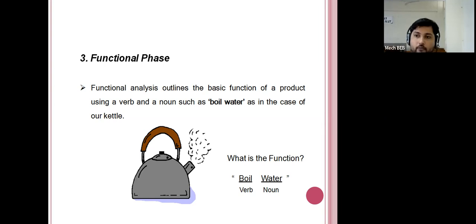So now I have given brushing. Okay, brushing the teeth. So teeth will be the noun, brushing will be the verb. Okay. Then watch. Okay. Time watch. So time will be the function, watch will be the noun. Okay. So in this manner, the critical analysis will be done related to the functionality of the product.